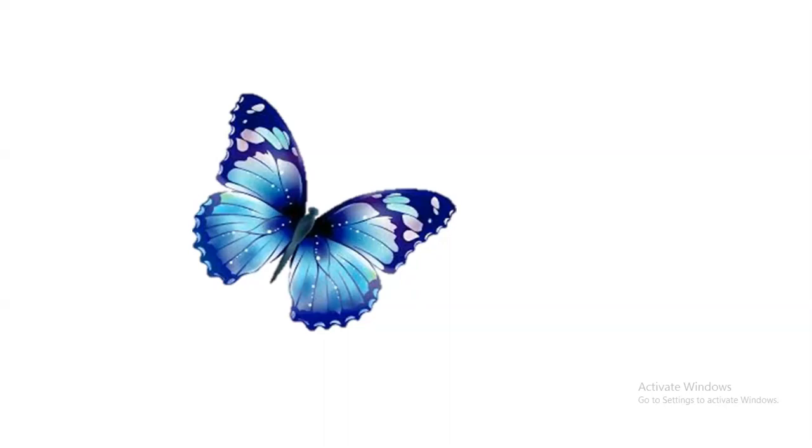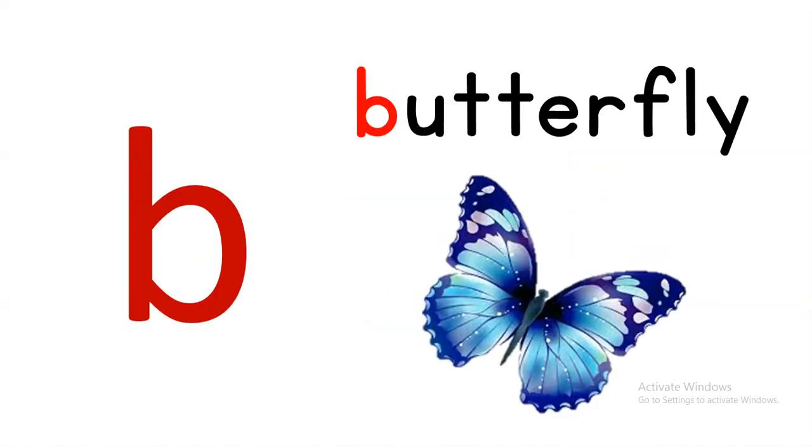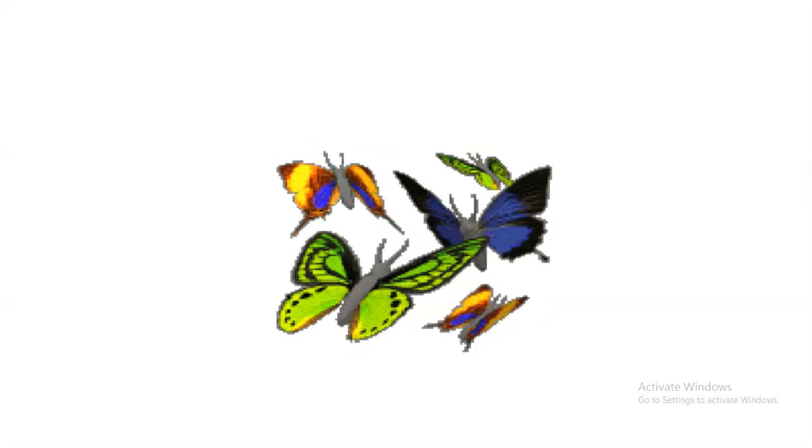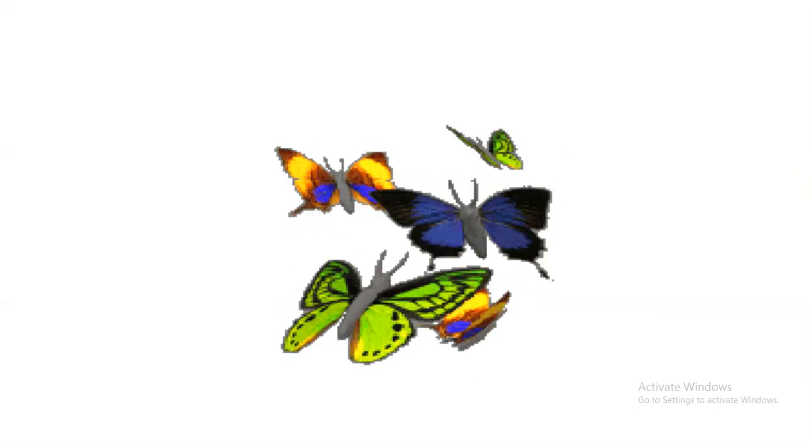What is this? It is a butterfly. Butterfly starts with B sound. Butterfly. Its color is blue. It is a flying insect. Butterflies are moving. A butterfly is flying above the flowers.